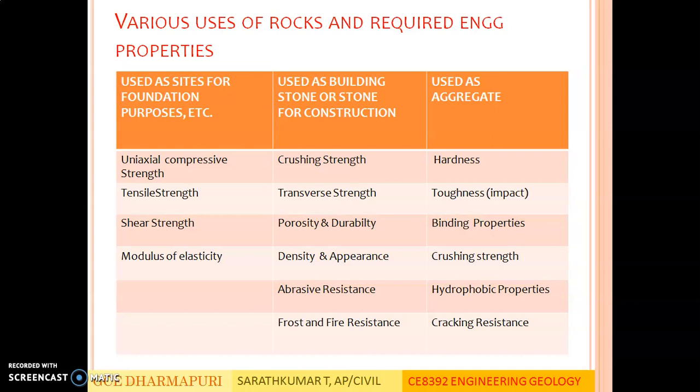In that, we have seen rocks are primarily used in three areas in the civil engineering field. One, at sites for foundation purposes; second, as building stone or stone for construction; third, as aggregate in highways and concrete. We have seen uniaxial compressive strength, tensile strength, shear strength and modulus of elasticity for foundation purposes, and for rocks used as building stone or stone for construction, we have seen crushing strength, transverse strength and porosity. In this video we will start from durability.